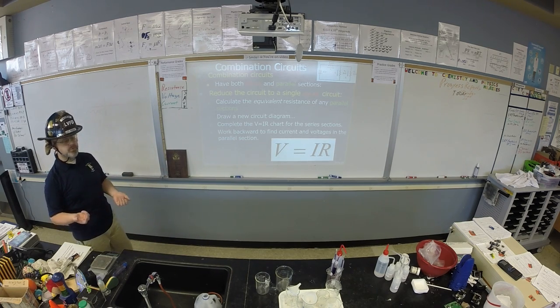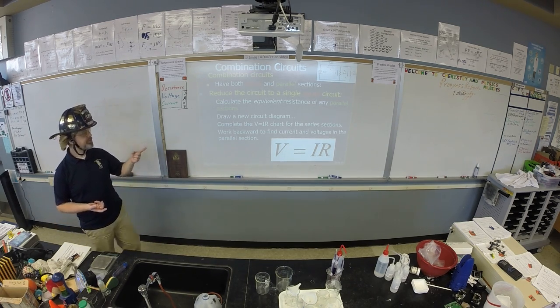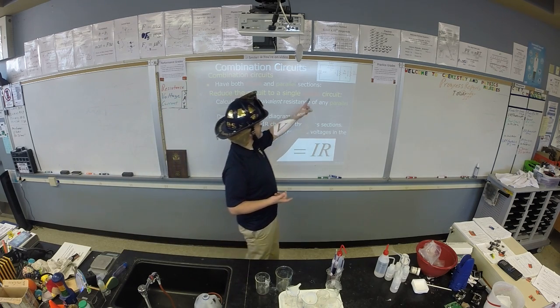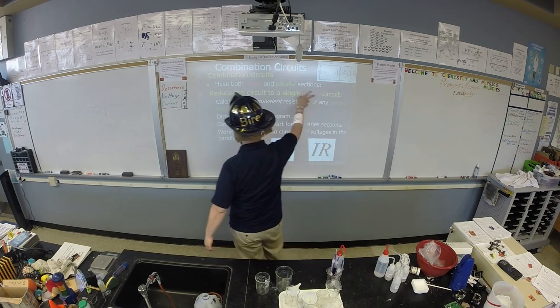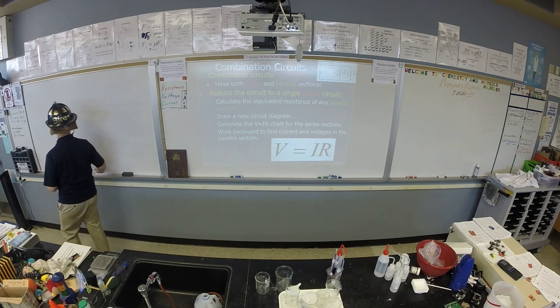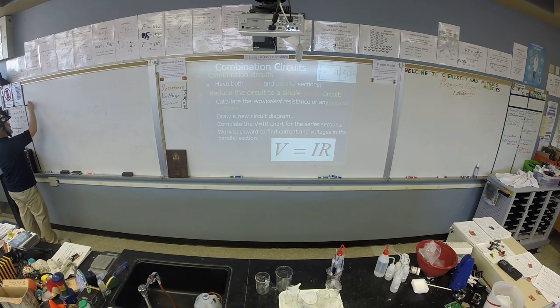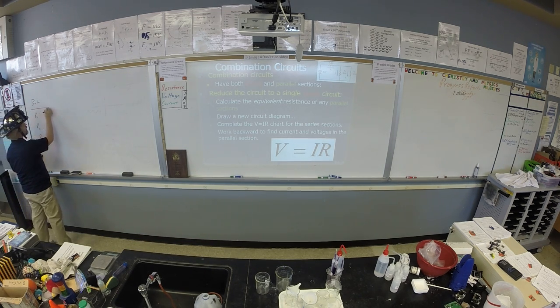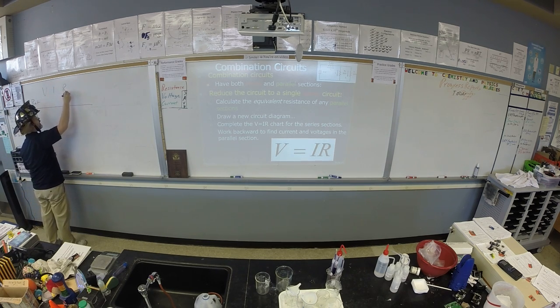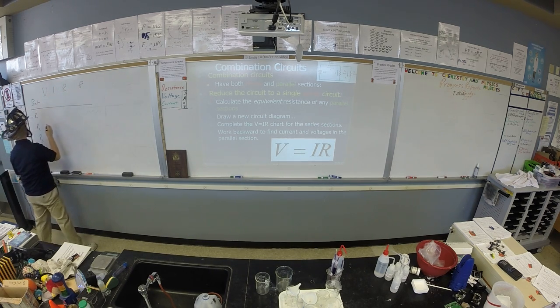And again, our VERP charts are going to work pretty well. This is the circuit we're going to use. 60 volt circuit. You don't need to write that down. We're going to show you another one in a second. We're going to blow it up. So we're going to use a VERP chart again. We've got our battery. We're going to say R1, R2, and R3. And we're going to write V, I, R, and P. VERP.